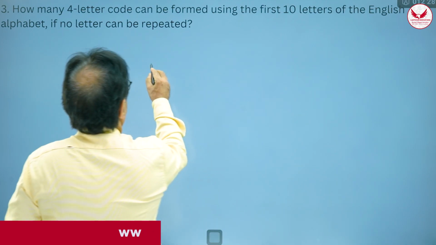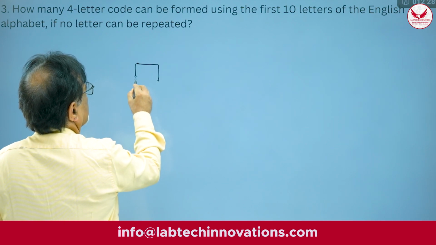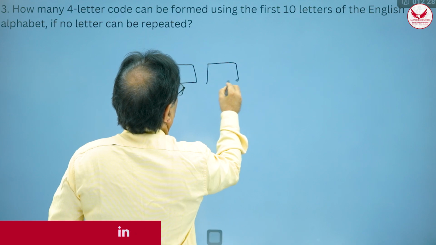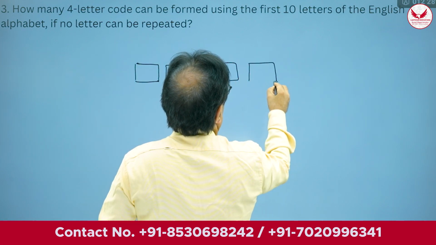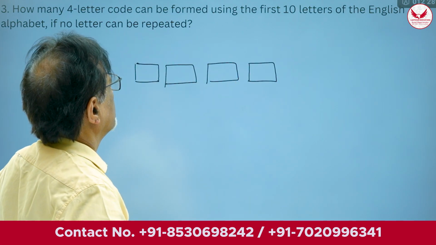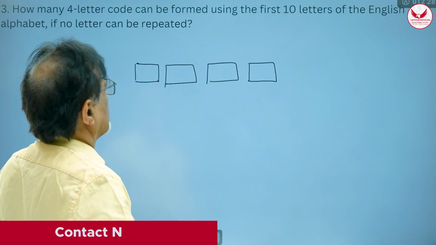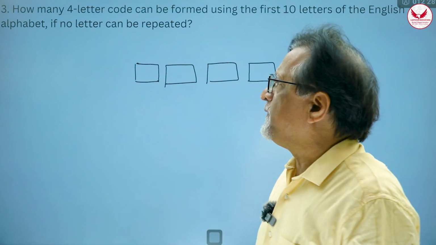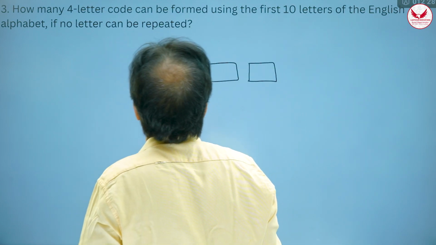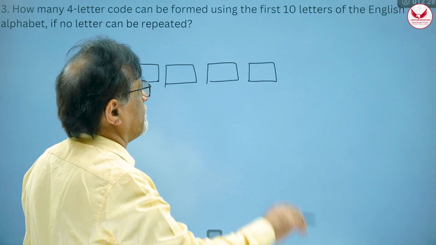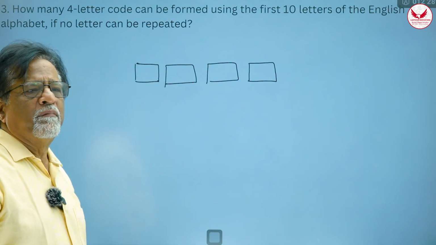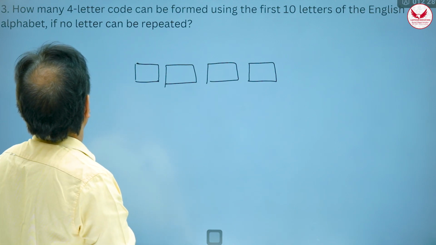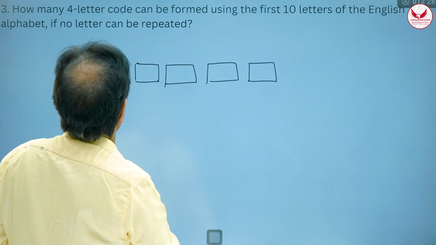So 4 means, as I said earlier, there are 4 boxes to be filled, 1 box for each letter. Now, how many letters are available for filling up these boxes? It is very clear that the first 10 alphabets of English are allowed. We are only interested in the letters, right? So 10 alphabets are allowed to be chosen, and from that we can choose any one of them.